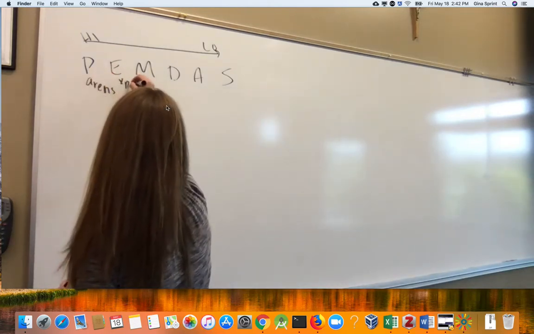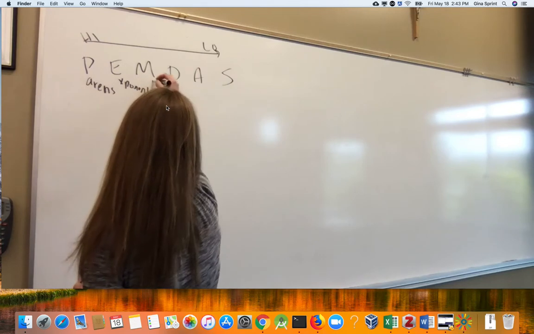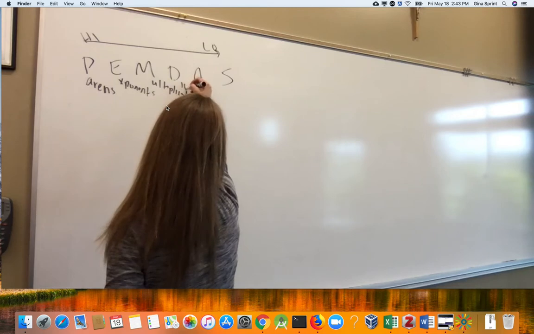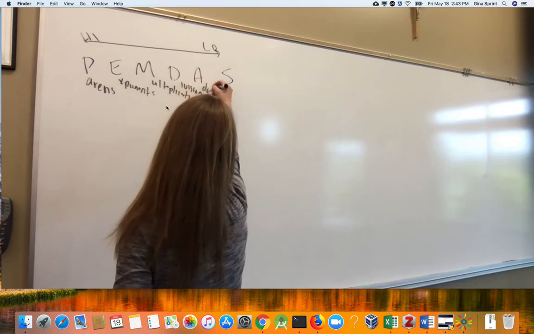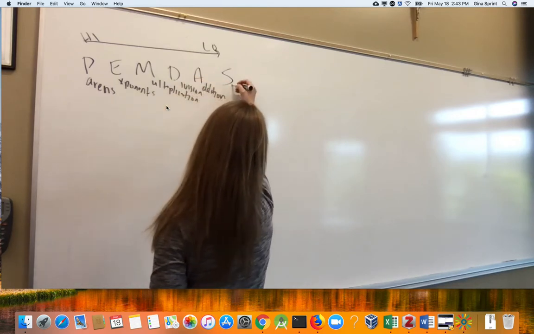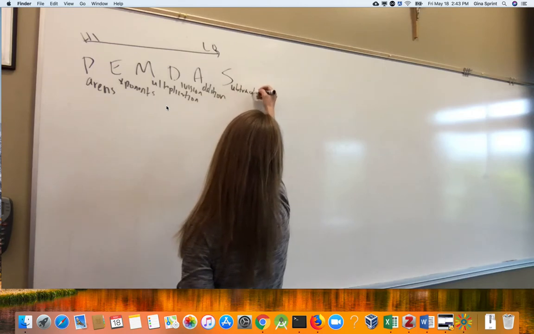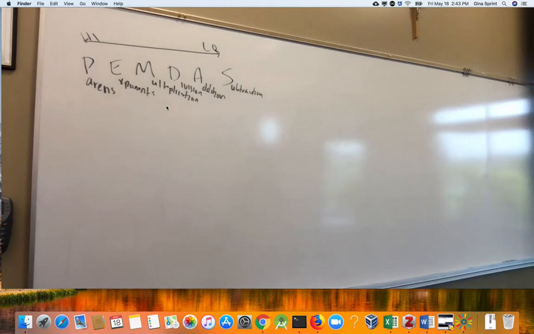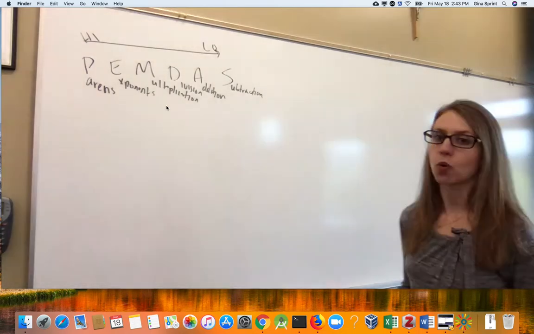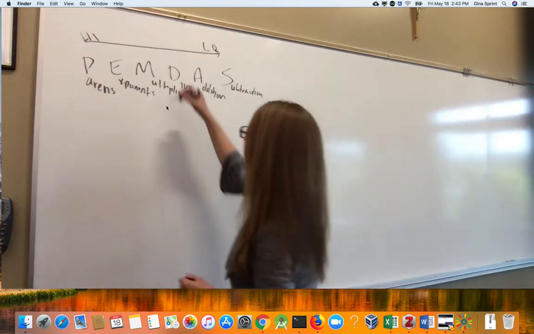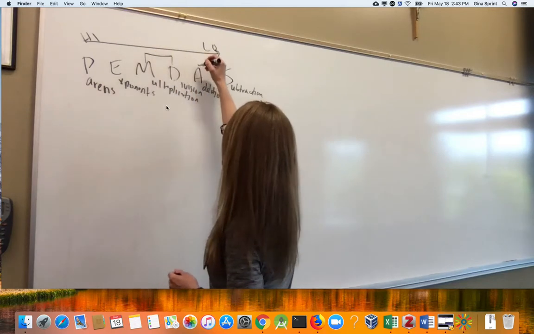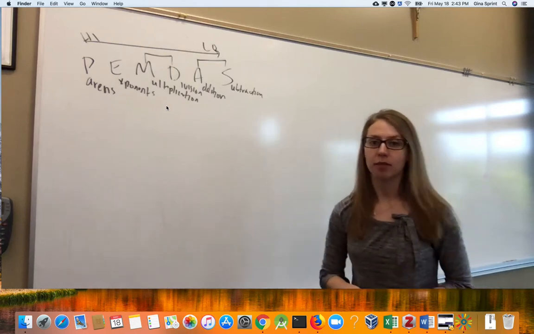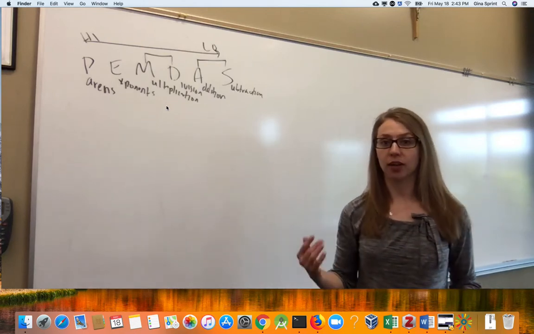E is for exponentiation, exponents. M is for multiplication. D is for division. A is for addition. And S is for subtraction. So parentheses have the highest order of precedence, and subtraction has the lowest order of precedence. Now, we know that multiplication and division are at the same level of precedence, and addition and subtraction are at the same level of precedence. So those are evaluated from left to right.